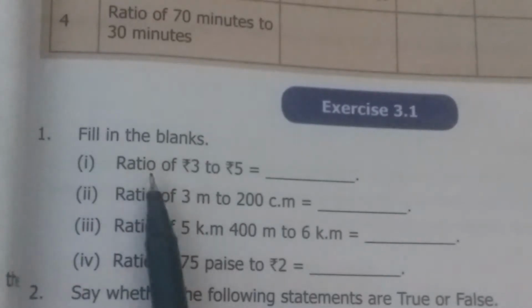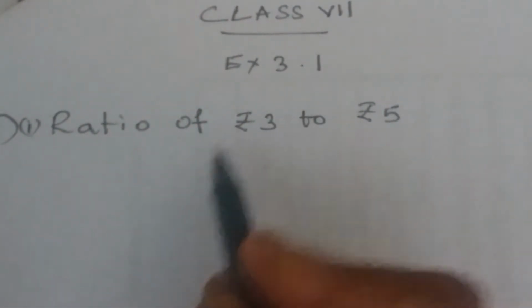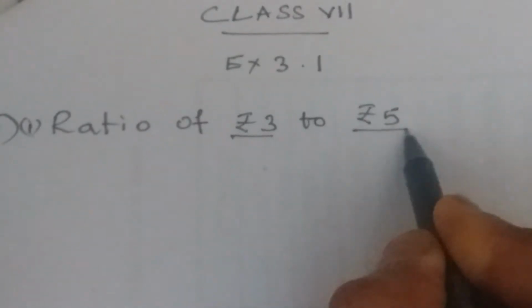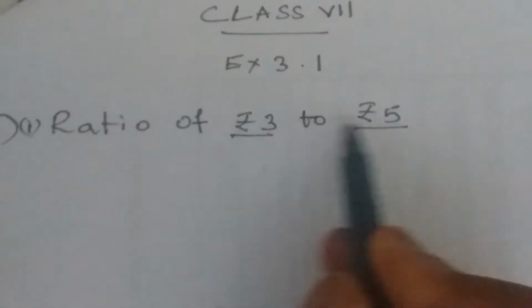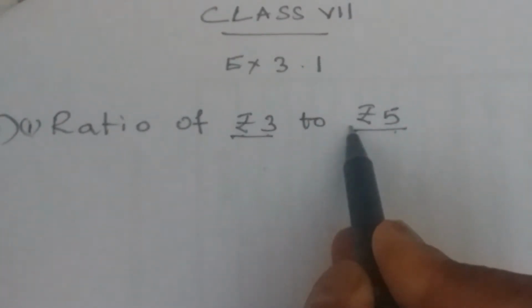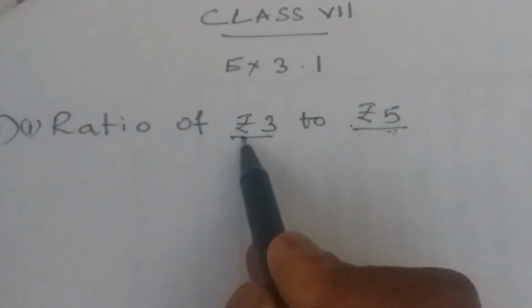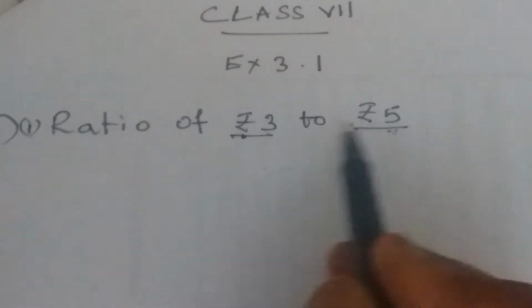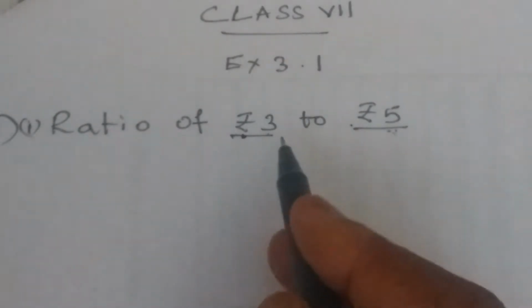The first one is ratio of rupees 3 to rupees 5. I have written the question here. Ratio, you know what is the symbol of ratio? It is "to", of rupees 3 to rupees 5. Before you write it as a ratio, you must check one thing in the given question. That is, the given two numbers are in the same units. See, 3 is also rupees, 5 is also rupees. What are the units here? Rupees is the unit. So both the numbers are in the same unit. Only if the numbers are in the same unit can we compare them in a ratio. This you should make very clear before you do the sum.